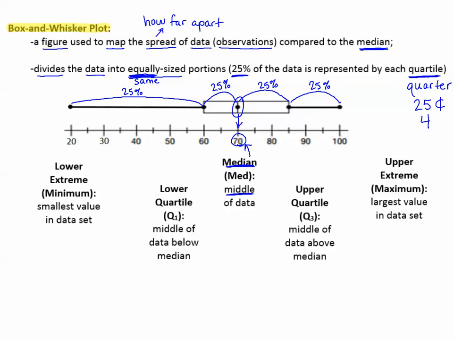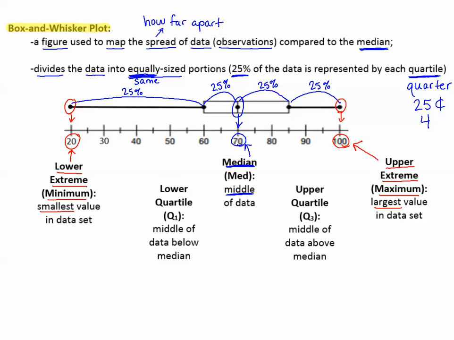Other things besides the median that a box and whisker plot tells us is the lower extreme or the minimum. This is the smallest value in the data set. So we look at this point most to the left and we see that 20 is the lower extreme of this data set. The upper extreme, or the maximum, is the largest value in the data set. Looking at the point that's most to the right, we see that 100 is the upper extreme for this data set.